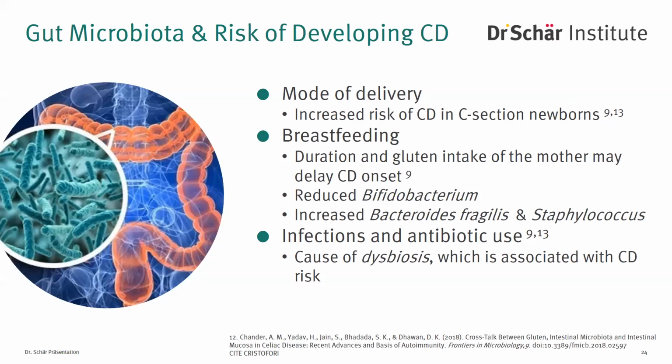Several factors in gut microbiota development may affect your risk of developing celiac disease. For example, mode of delivery may be a factor. Babies delivered via vaginal birth are exposed to more bacteria and have a more robust gut microbiome. Thus, there may be an increased risk of celiac disease in C-section newborns, but not all studies support this. Additionally, there are some retrospective studies that show longer duration of breastfeeding and maternal gluten intake may reduce or delay celiac disease onset.